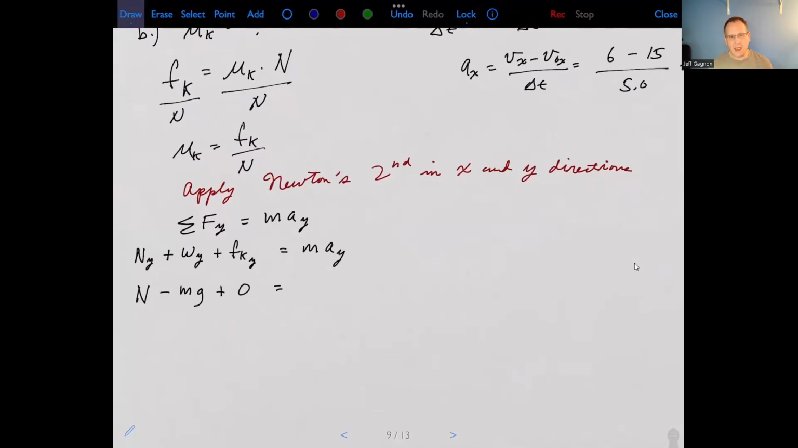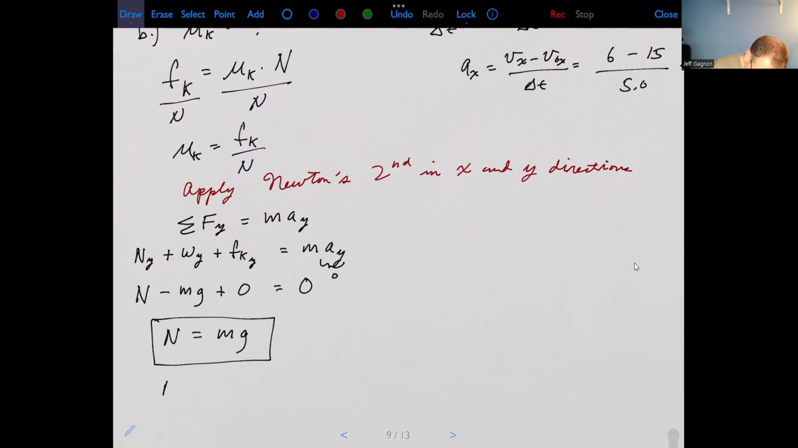And then what is the acceleration in the y direction? Well, here's where the constraint comes in. This puck is just simply moving on the ice on a flat surface. It's not moving in the y direction at all. So that means the acceleration here is zero, which means this whole thing is going to be zero, right? m times anything times zero is going to give you zero. So what this equation tells us, if I add mg to both sides, is that the normal force is simply equal to the weight. The normal force is equal to the weight of that hockey puck.